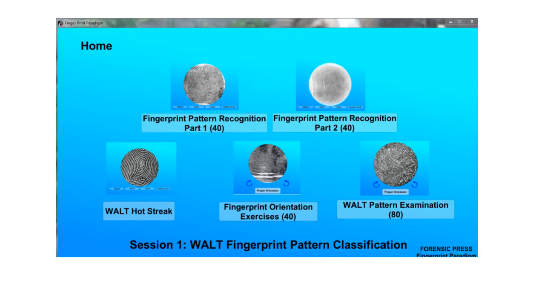The Paradigm's computer Walt training consists of 4 exercises and a final pattern examination. You will determine the pattern type with a left click and the program will track your scores. Walt Hot Streak is like a game. You keep classifying prints until you make an error and your high score is displayed. The final exam involves orienting prints and classifying them. The program scores each response and you will know your grade when you finish.